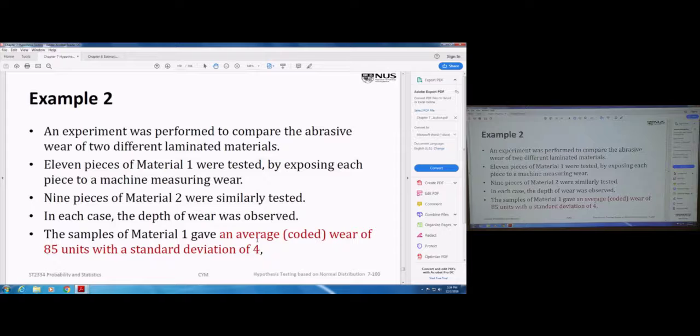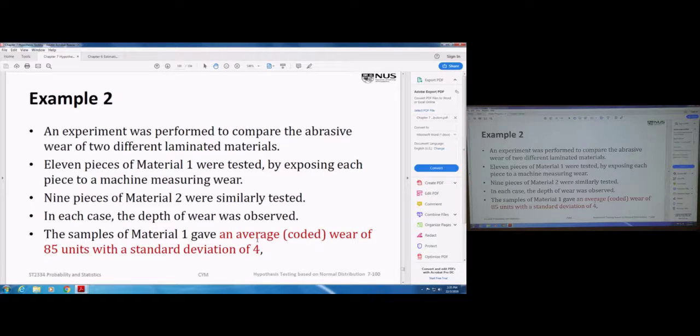Very good. Okay, so let's have a look. This is the final example of these lecture notes. Hopefully by now we understand how to do the tests. We have an experiment performed to compare the abrasive wear of two different laminated materials. You get a sample size of 11 for material 1 and 9 for material 2. Both are tested in some way, and in each case the depth of the wear was observed.